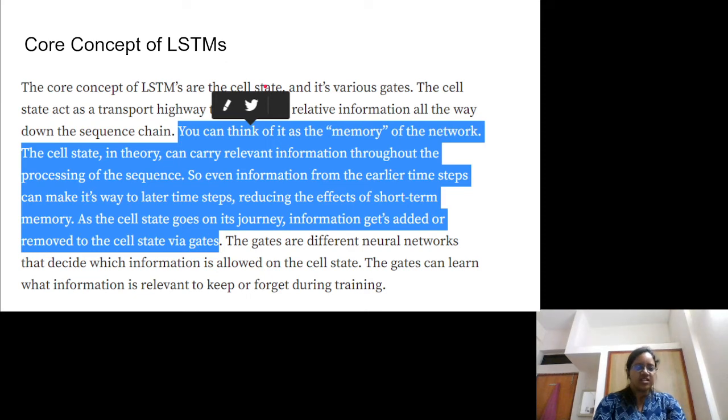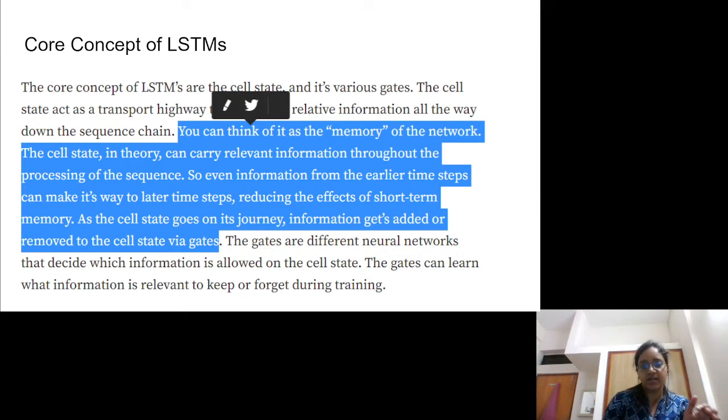Talking again about the core concept in LSTMs: the cell state is like the memory of the network. It can carry relevant information throughout the processing of the sequence. So even information from earlier time steps can make its way to later time steps, reducing the effects of short-term memory. As the cell state goes on its journey, information gets added or removed from the cell state via gates, right? So the cell state is kind of the memory, and how you control that memory is dependent on the learnable gates.